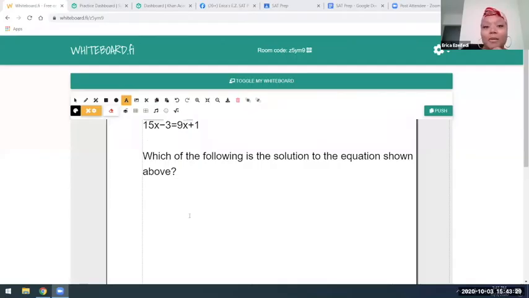Alrighty, our next problem: 15x minus 3 equals 9x plus 1. I'll give you guys a few seconds to write that down. I suggest writing out math problems always, step by step. It just makes things easier on yourself.